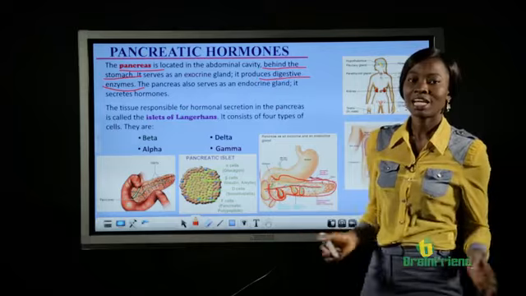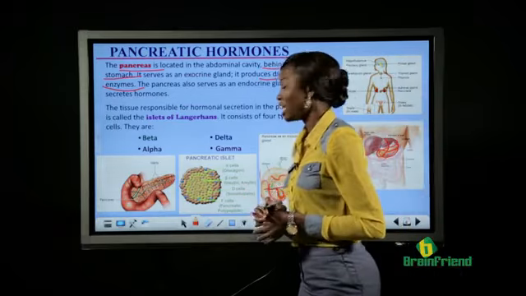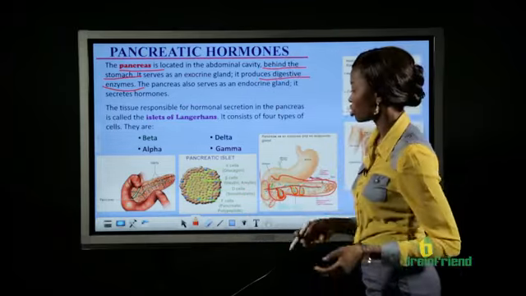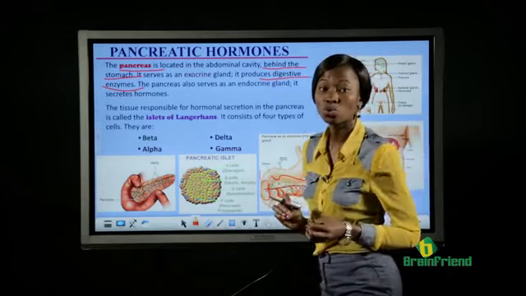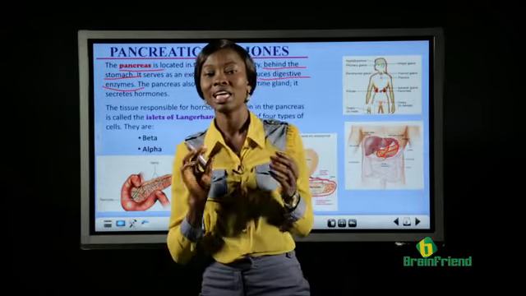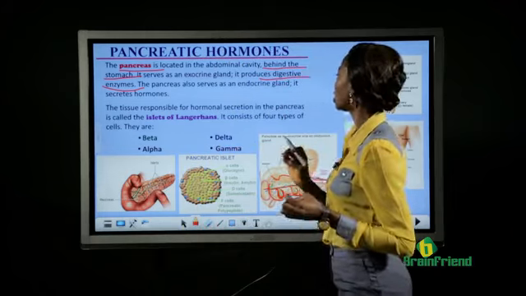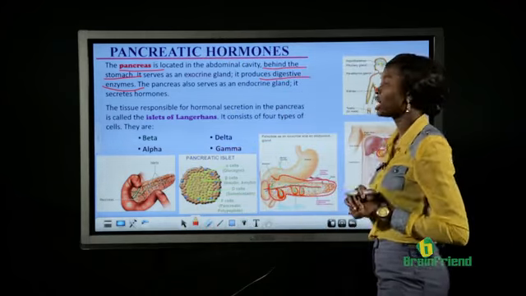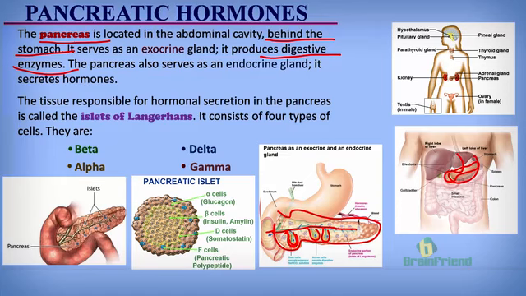There are certain cells scattered all over the pancreas that secrete substances, but not into ducts. Those are the endocrine cells in the pancreas. So as an endocrine gland, the pancreas secretes hormones, of course, not into ducts. So let's take a look at the endocrine cells in the pancreas. If you look around, you see some cells clustered around themselves. These are the cells that secrete hormones in the pancreas.